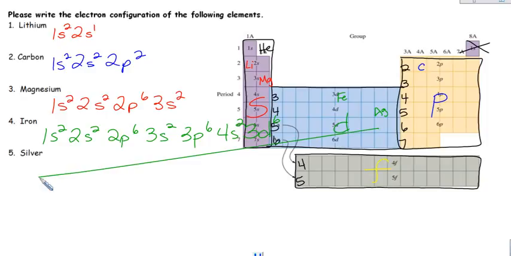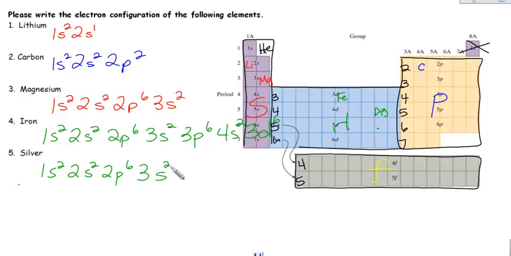1s2. 2s2. There's the first 4 electrons. Then I go across to the 2p. That block goes across 6. The second energy level is done. Then I'm going to go to the third row across.